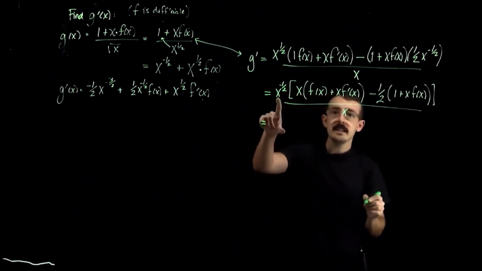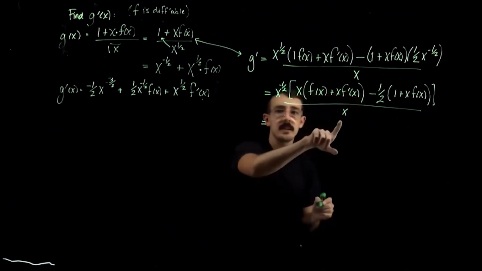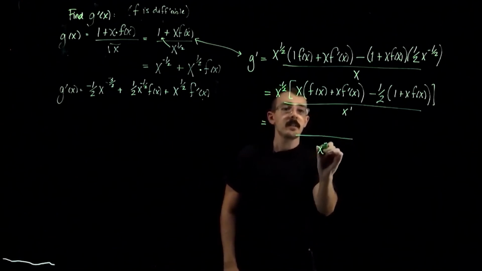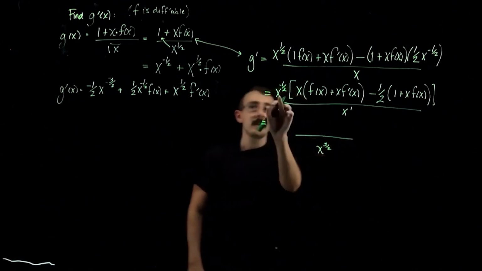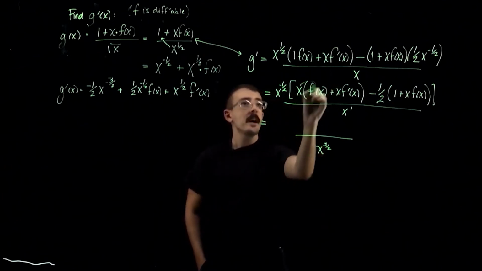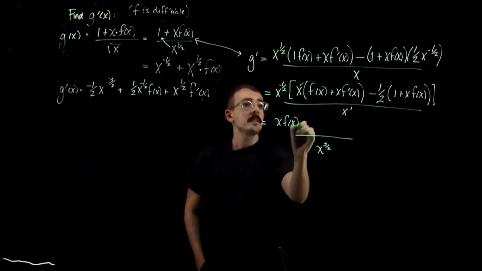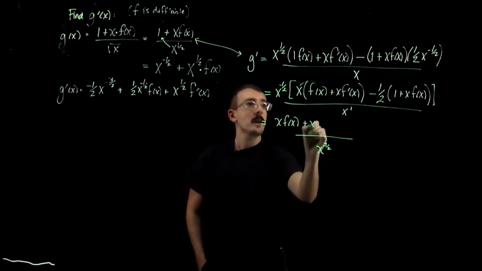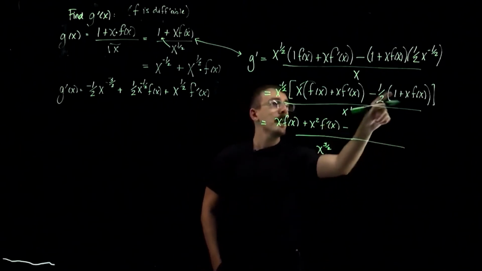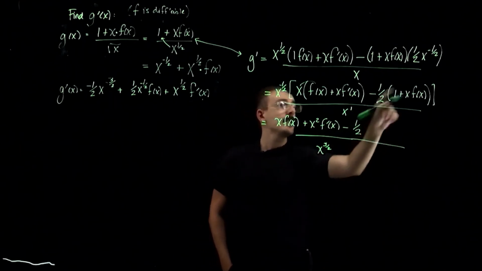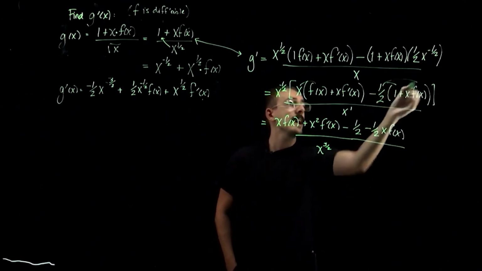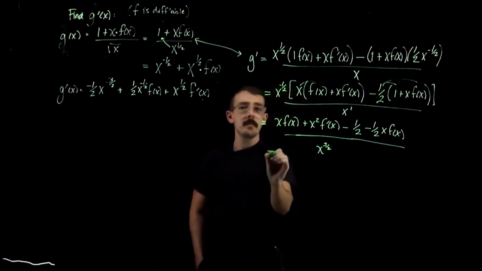So now if I take this x to the negative 1/2 and I move this to the denominator, where there's 1 here, this is going to mean that x to the 3/2 is sitting in the denominator. If I move this down here, let's go ahead and distribute this. I'm going to get x f of x plus, here I get x squared f prime of x, minus 1/2, and this is going to be minus 1/2 x f of x. So I just took care of this last distribution here.